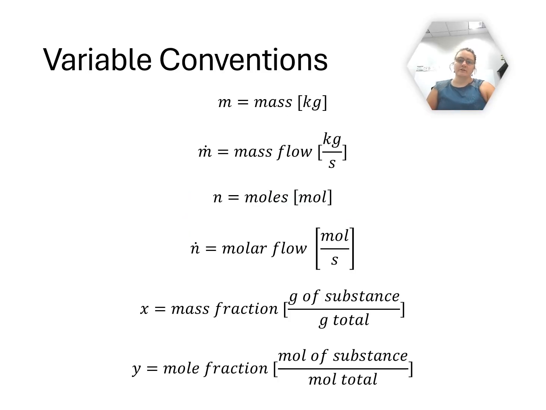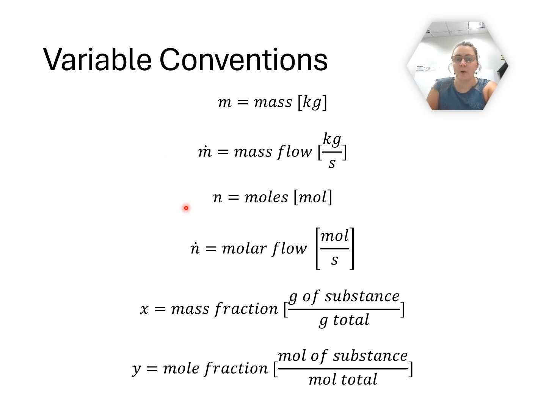The other thing that I want to make sure that we're really, really clear about by the end of this lecture is our variable conventions for this class. Anytime you see mass in a problem, mass is represented by m by itself. And typically mass is going to be in kilograms or grams this semester. M with a little dot over the top of it is what we call mass flow. So this is kilograms per second or grams per second.